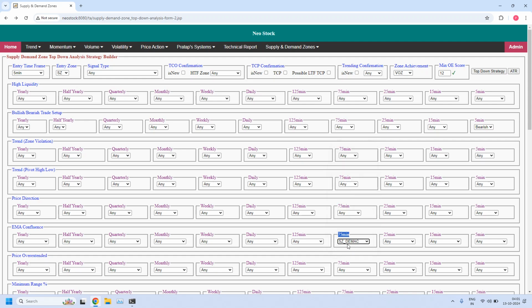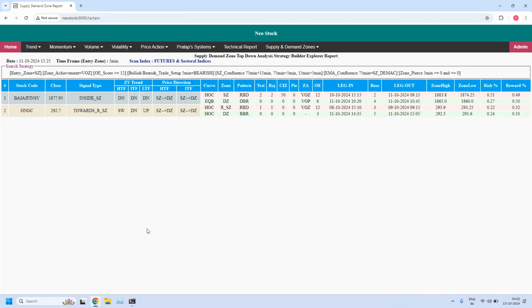Why 75 minutes supply zone? Because the 5 minutes is part of this 15 minute zone, both together again part of the 75 minute zone. That's why we are looking for 75 minutes EMA confluence. 75 minute supply zone having daily EMA confluence. 2 stocks are filtered. First one is a high probability setup.